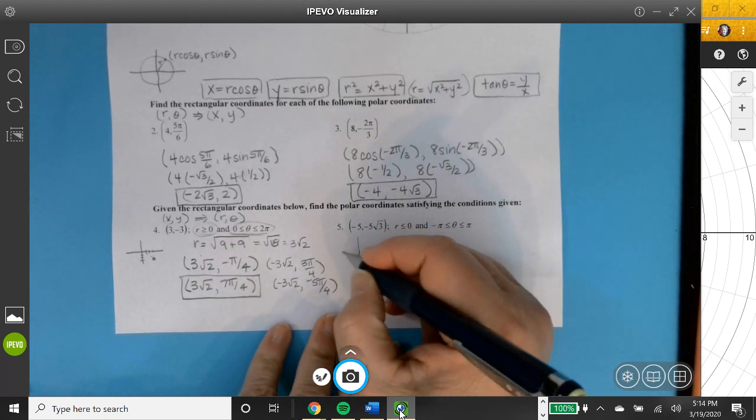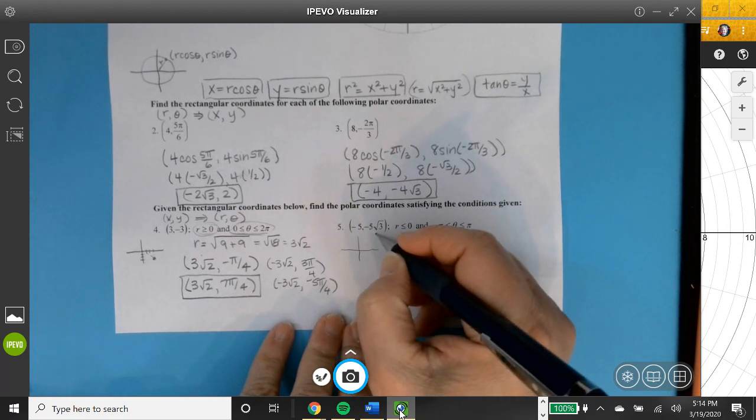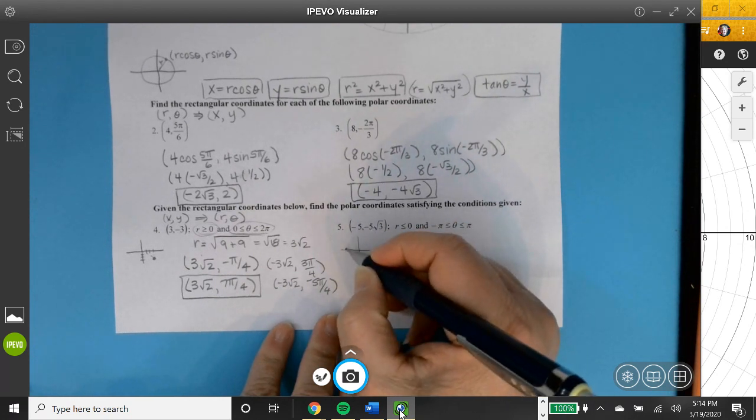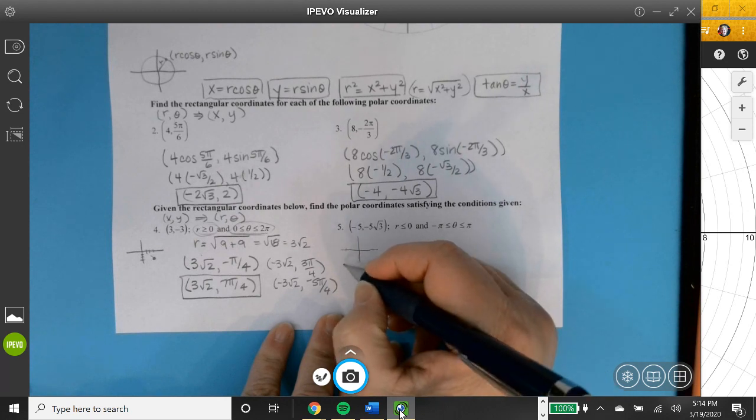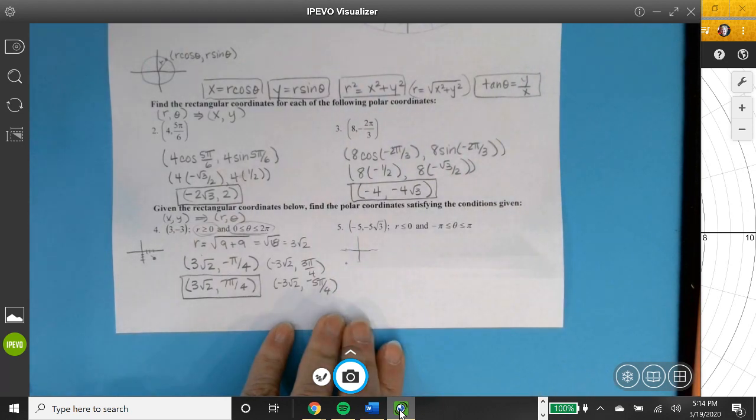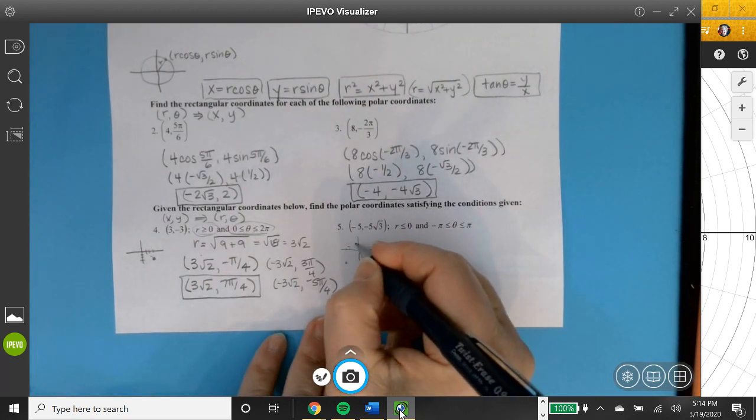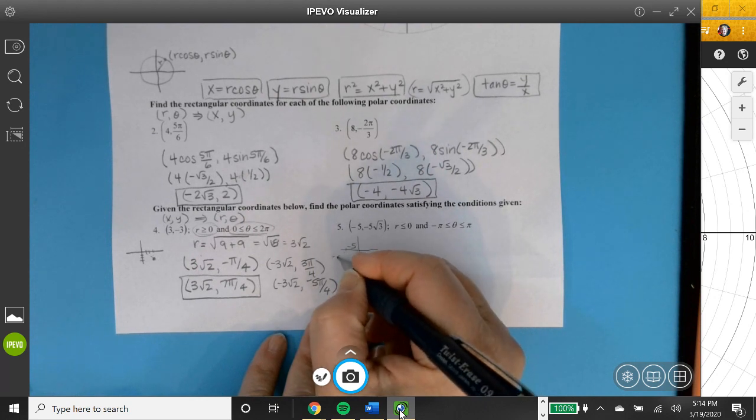Let's draw it really quickly. This is going to be in quadrant... I'm going over 5 and down negative 5 root 3. So it's going to be in quadrant 3. So this is negative 5, negative 5 root 3.